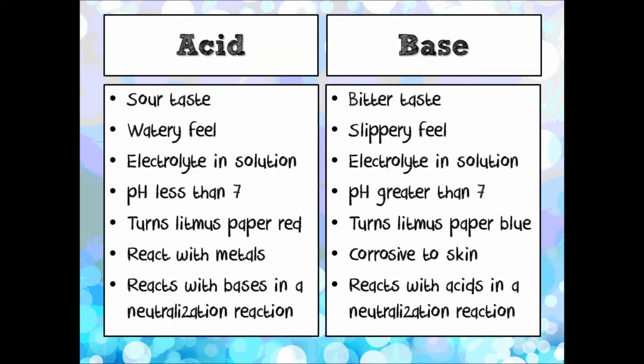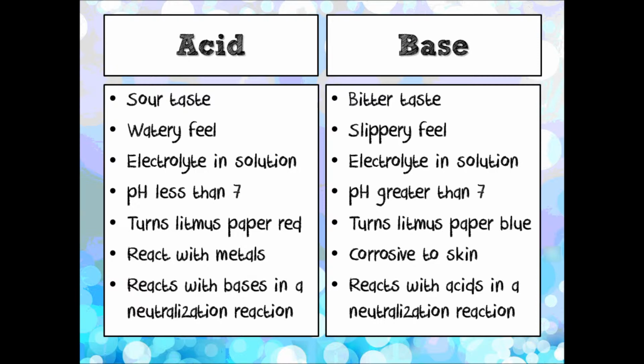To summarize the properties, you'll notice that acids have a sour taste, whereas bases taste bitter. Acids have a watery feel, whereas bases feel slippery. Both of these types of substances form electrolytes in solution, which means that they conduct an electric current. The pH of an acid is less than 7, whereas the pH of a base is greater than 7 on the pH scale, which typically ranges from 1 to 14, but does go outside of that range.